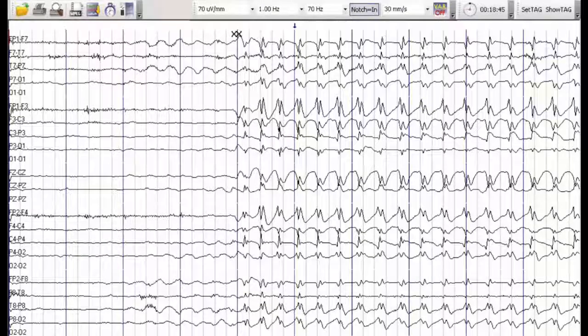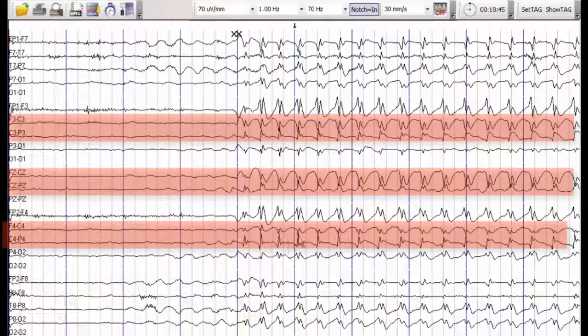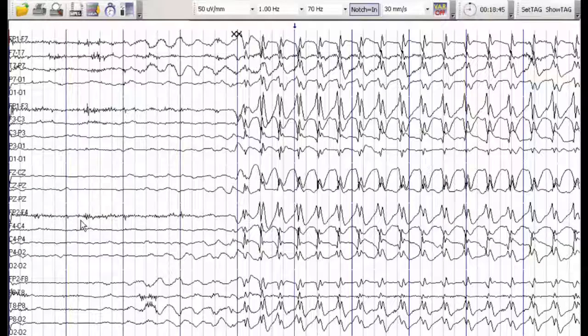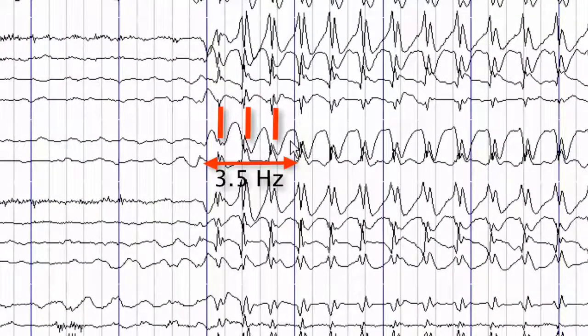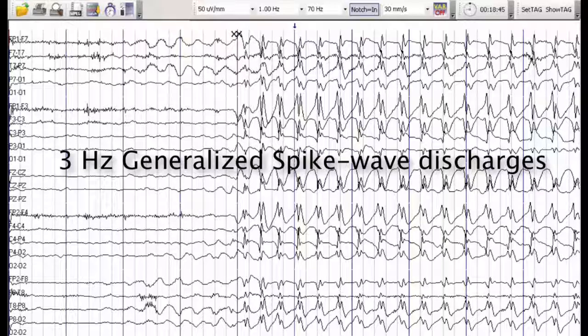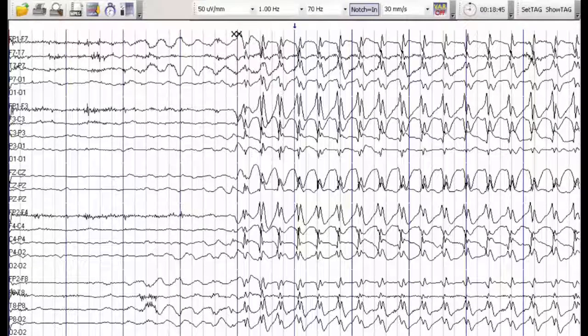With this set of discharges, we can see that the changes in phase, and therefore the maximum negativity, are at C3, CZ, and C4, with some involvement of the frontal head regions as well. Therefore, we would say that these are maximal in the bilateral frontal central regions. You can see that these discharges come in runs. Initially, for the first second, the frequency is approximately 3.5 hertz or so. Gradually, as we move towards the end of the page, the frequency decreases slightly to between 2.5 and 3 hertz. These are 3 hertz generalized spike wave discharges, which are seen most commonly in childhood absence epilepsy, but can be seen in other types of seizure disorders as well.